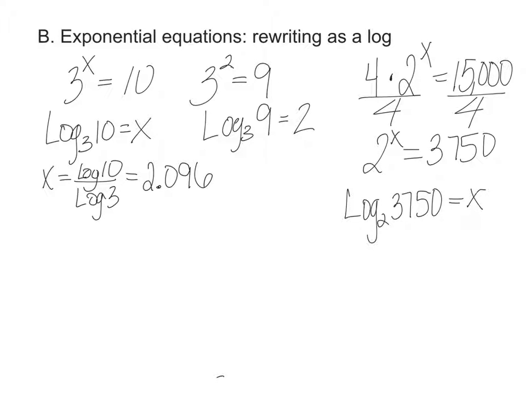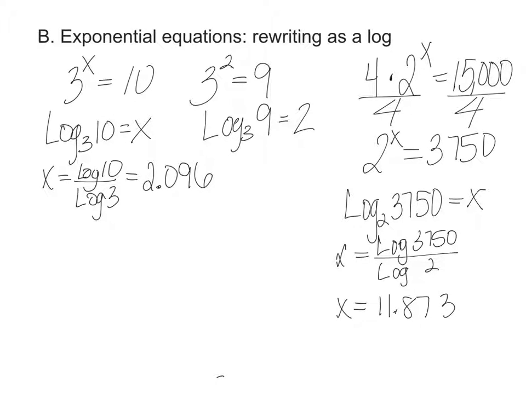And then again, we're doing this in a calculator. If our calculator doesn't do log base 2, we have to use the change of base formula. Log of 3750 divided by the log of the base, and that equals 11.873. So if we were talking about this in the context of a zombie apocalypse type problem, it would only take 11.87 days to have 15,000 zombies if you started with 4 and they were infecting 1 per day, so the growth factor is 2.